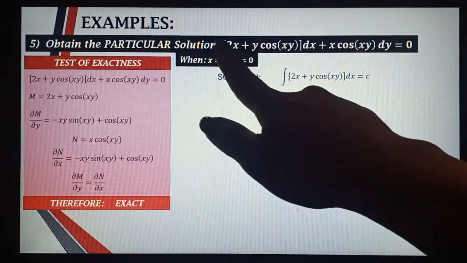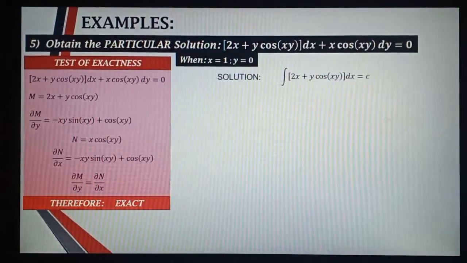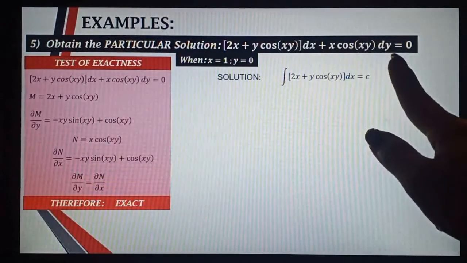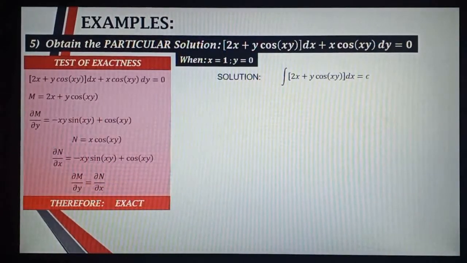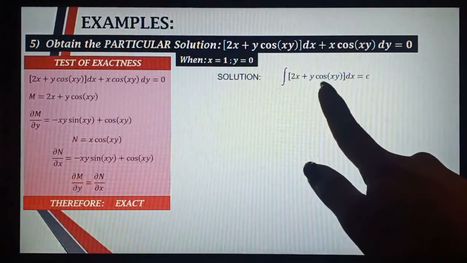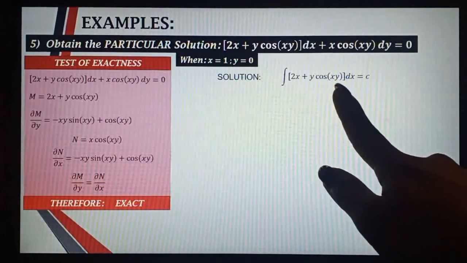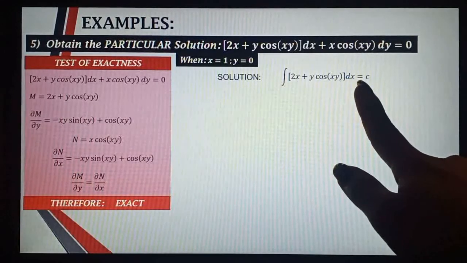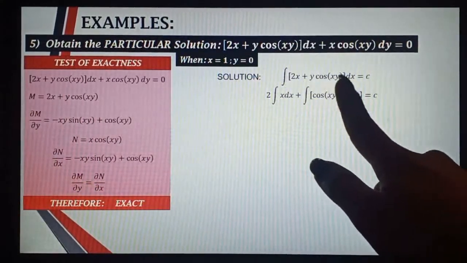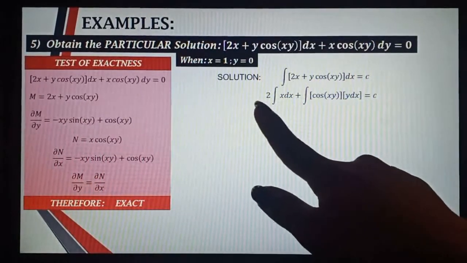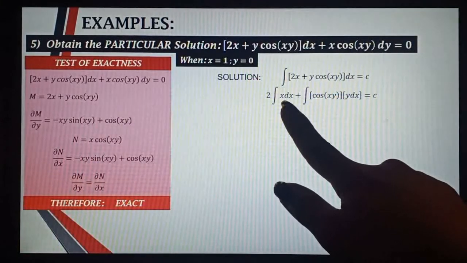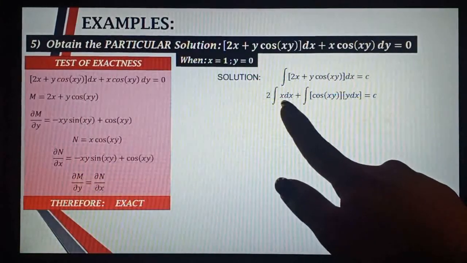Just copy the whole m equation. Then, since wala tayong na-satisfy sa n, wala tayong kukunin sa n. So, our only equation is 2x plus y cosine of xy multiplied to dx equated to c. Now, simplifying the equation, that is 2x dx. Since constant si 2, pwede natin siyang ilabas. Ang matitira na lang is x dx inside the integral.